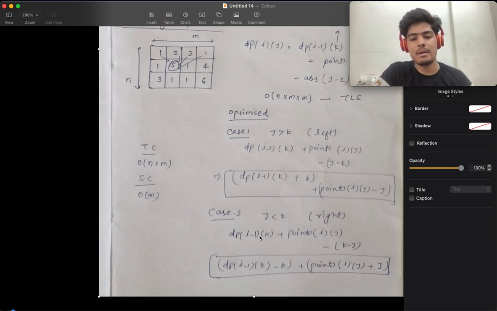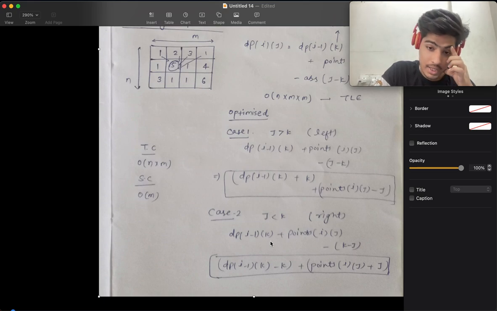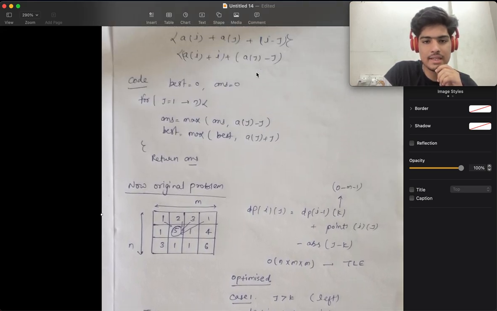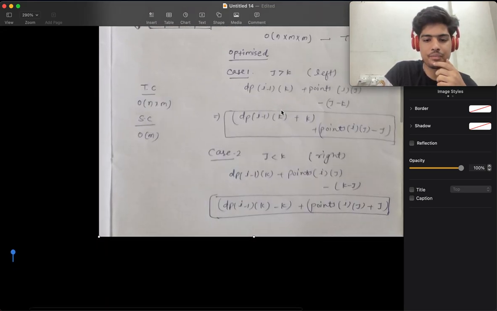So now my condition will be dp of i minus 1 comma k plus the gain points of i comma j. Now I have to subtract the absolute difference also. Now k is greater than j, so it will be minus of k minus j. After rearranging this equation, dp of i minus 1 comma k minus k plus points of i comma j plus j. So it is the same as this equation.